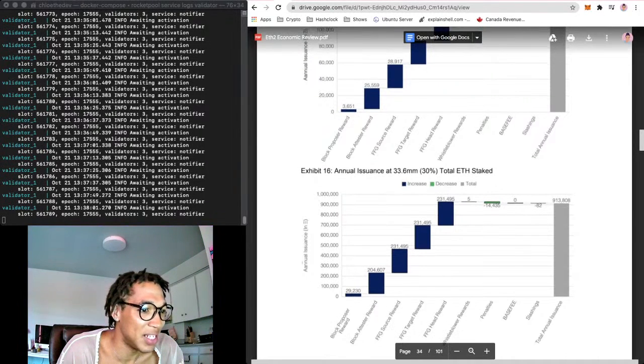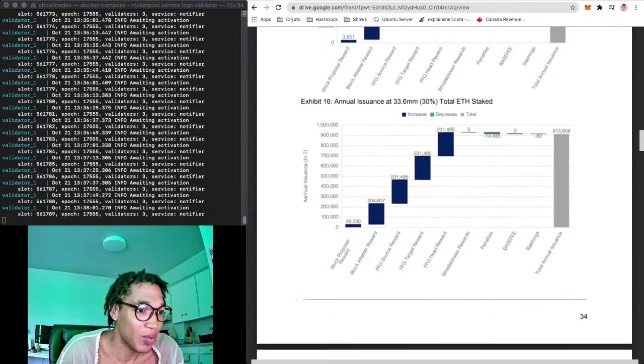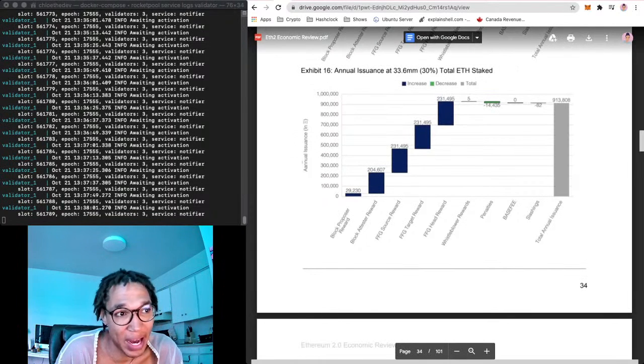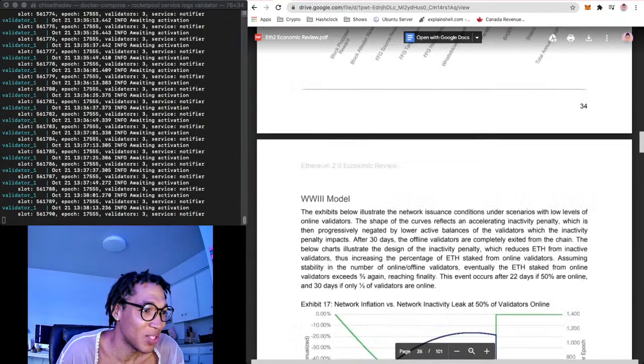I wonder what this decrease is fully from. But yeah, we'll see. So some slashings. They're saying you'll lose 82 ETH in slashings. I would assume more than that, but hey, we'll see.